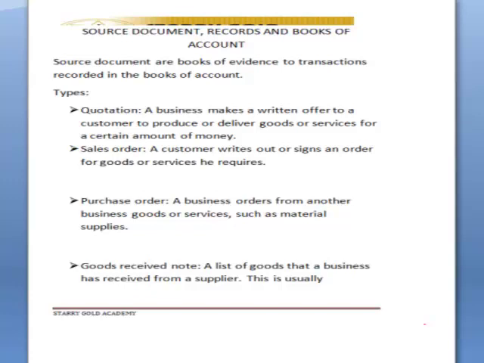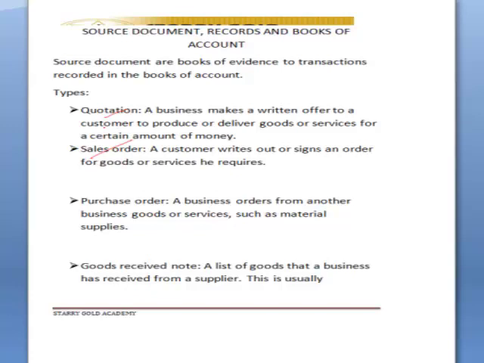They are: 1. Quotation. A business makes a written offer to customers to produce or deliver goods or services for a certain amount of money. That is what we call quotation. 2. Sales order is a source document, and a sales order is a customer's written or signed order for goods or services he requires.